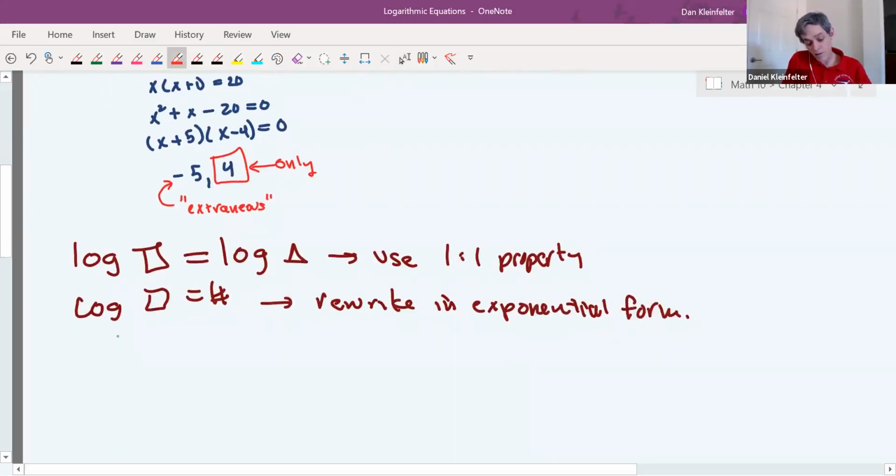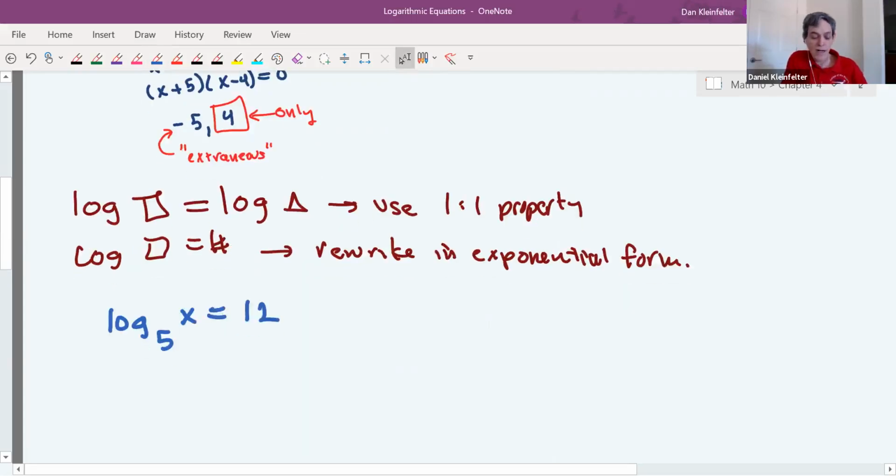As you know, if you have a situation where you have a logarithm of something equals a number, I just made that up, the base 5 logarithm of x equals 12, if you don't have it log equal to log, if you have it log equal to number, then what you want to do is rewrite it in exponential form. So this will be 5 raised to the 12th power is equal to our x, okay? And that's a nice big number.